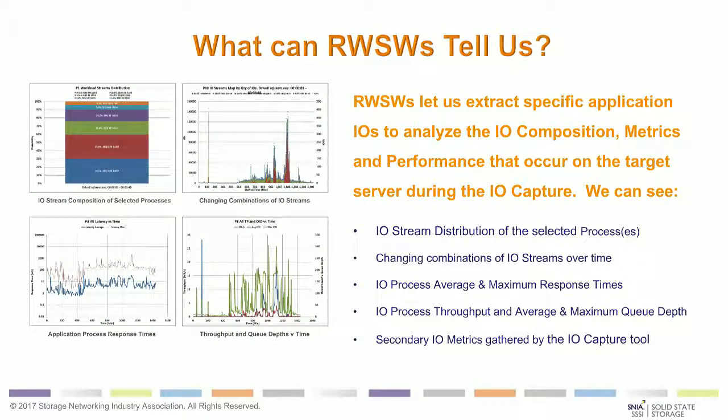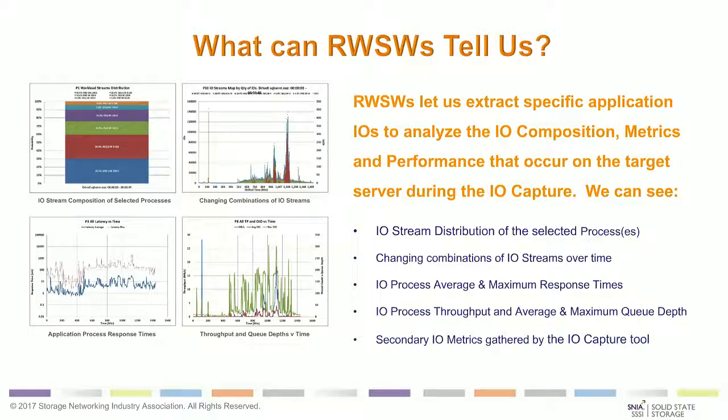So again, when we look at the visualization, four main things that real-world storage workloads can tell us are, in the upper left-hand corner, the number of IO streams that you see over the capture period. There you see 6 different colors, which correspond to 6 different discrete IO streams.